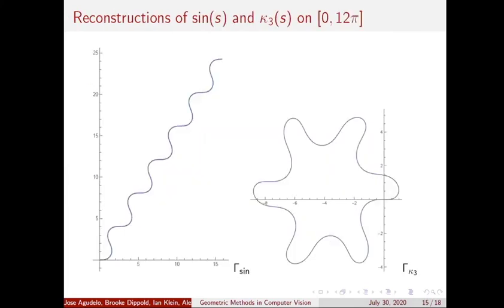So here we have two examples of reconstruction. On the left, we have gamma sub sine, the curve reconstructed from curvature sine. And on the right, we have gamma sub kappa 3, the curve reconstructed from curvature kappa 3. You can see there's a big difference between the two. Most notably, gamma sub sine is an open curve, while gamma sub kappa 3 is closed. And in fact, in general, gamma sub kappa n will be a closed curve.